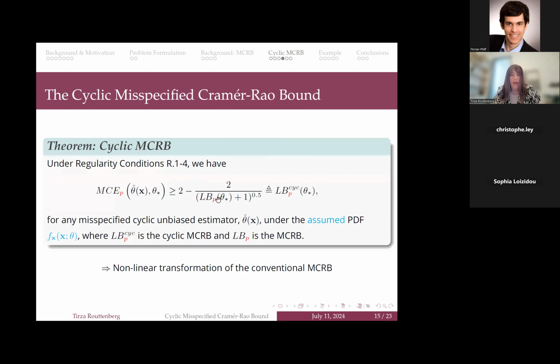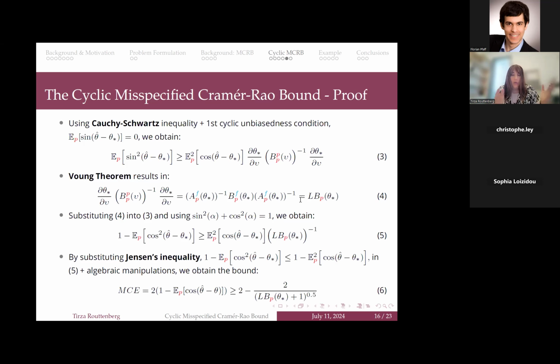Okay, and what you can see here is that the bound that I get is just a nonlinear transformation of the bound of Wong. If I take the misspecified Cramér-Rao bound, the MCRB of Wong, the conventional one, and do this transformation, I get the cyclic lower bound, our new lower bound. And just a quick illustration of the proof.